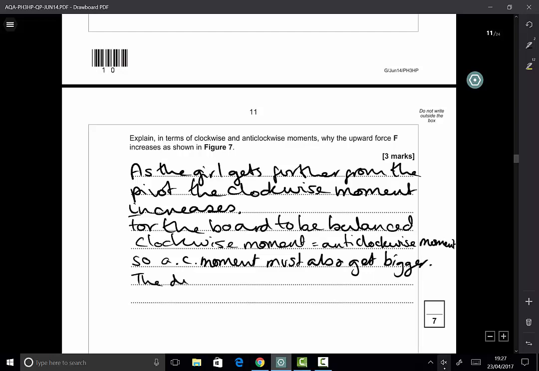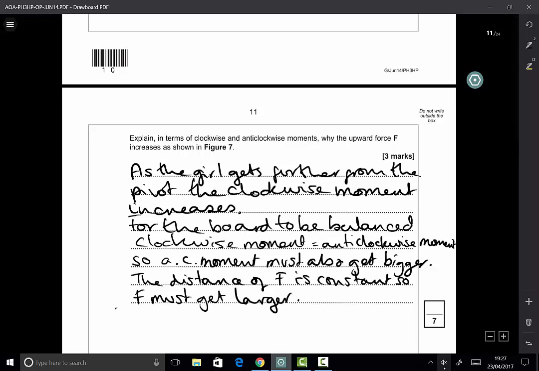The distance of F is constant, so F must get larger. Okay, that's probably more information than we needed, but we're going to be sure that we've got all the points in that answer.